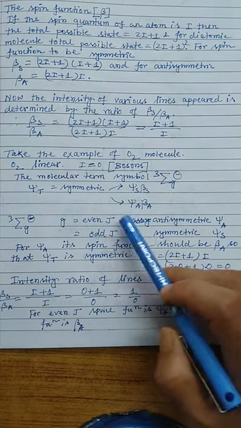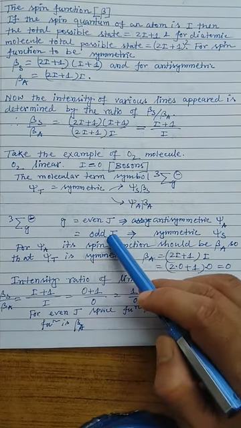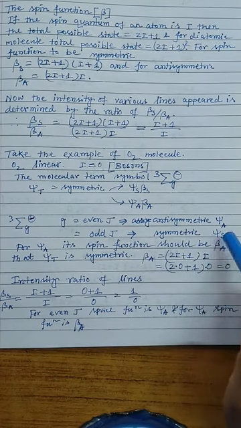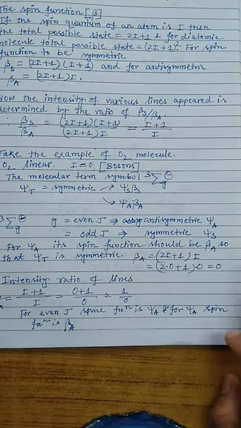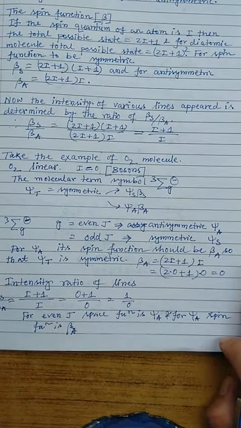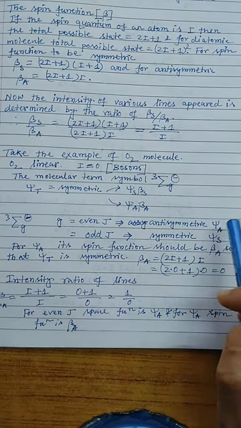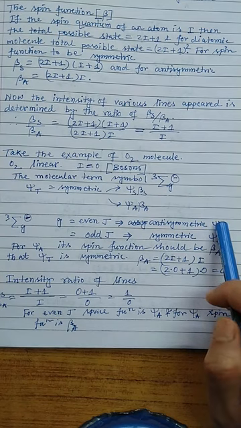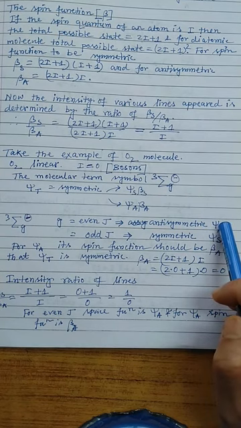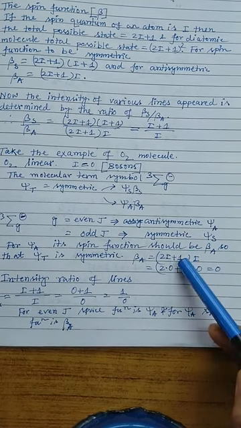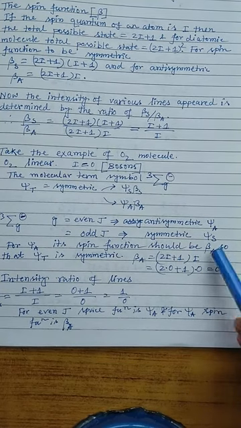And definitely if even J is antisymmetric, then conversely odd J will appear as symmetric. So for odd J, the space wave function should be symmetric. Now for psi A, the spin function should be beta A, because the oxygen molecule is a boson particle. If the space part appears as psi A for even J, then this corresponds to an antisymmetric spin function. Otherwise psi total would not be a symmetric function. So for psi A, the spin function should be beta A, so that psi total is symmetric.